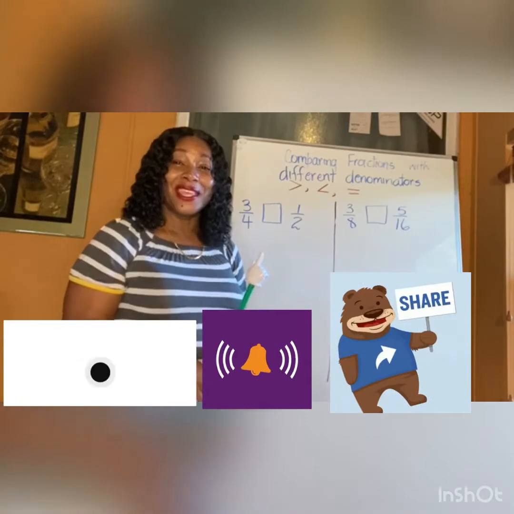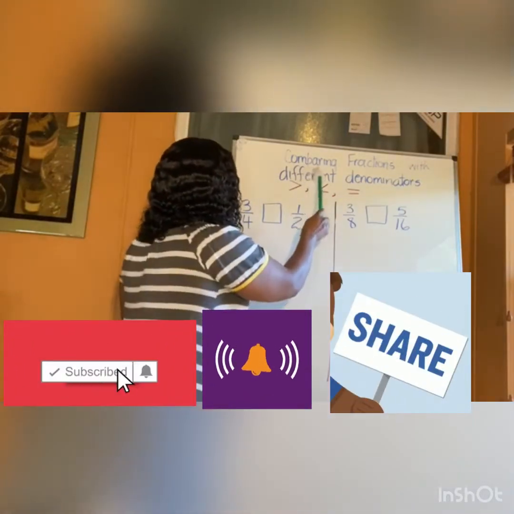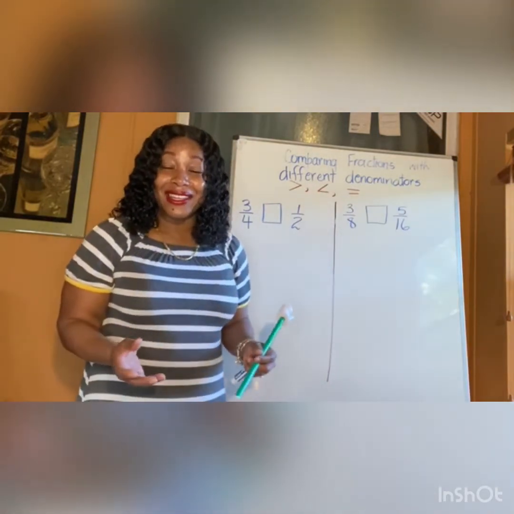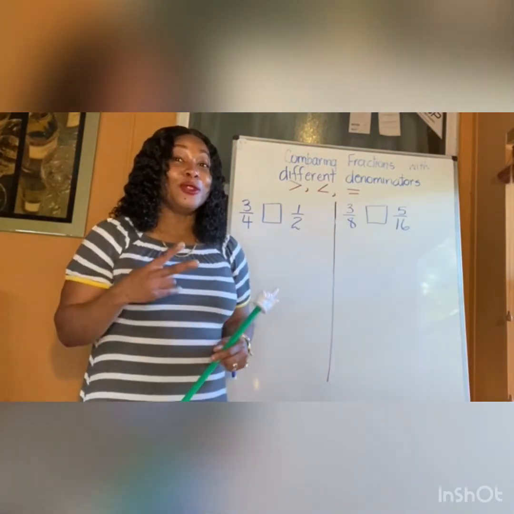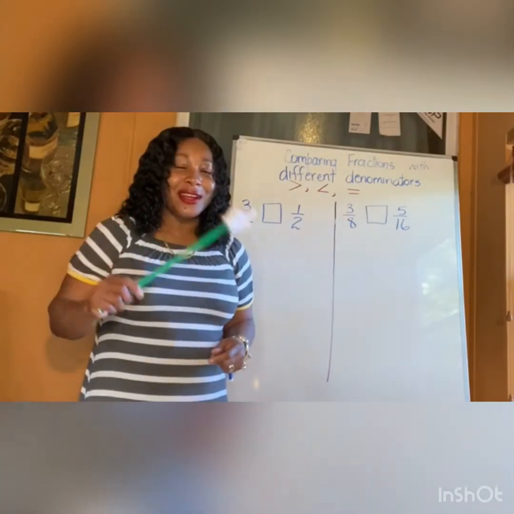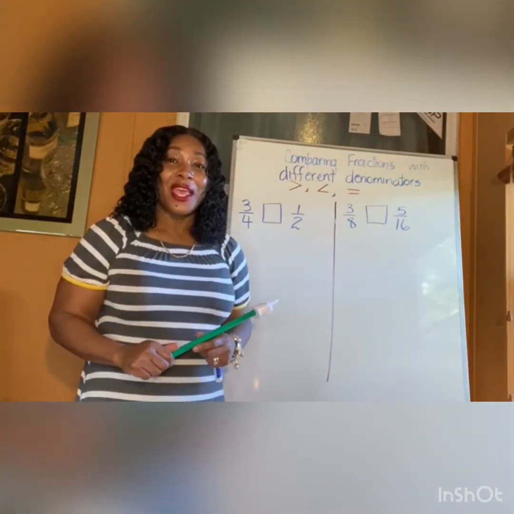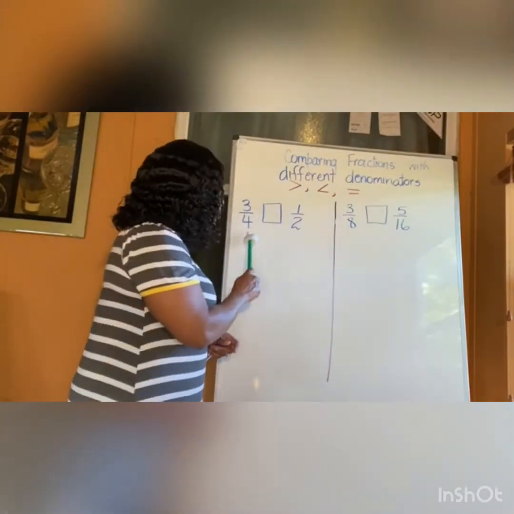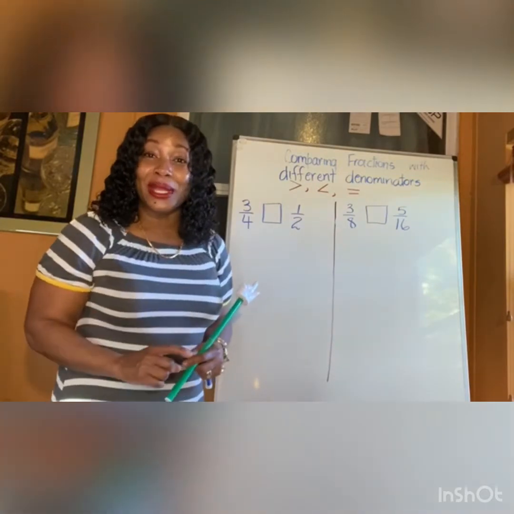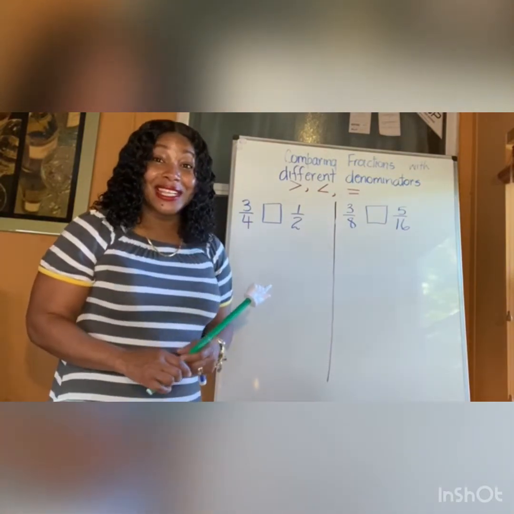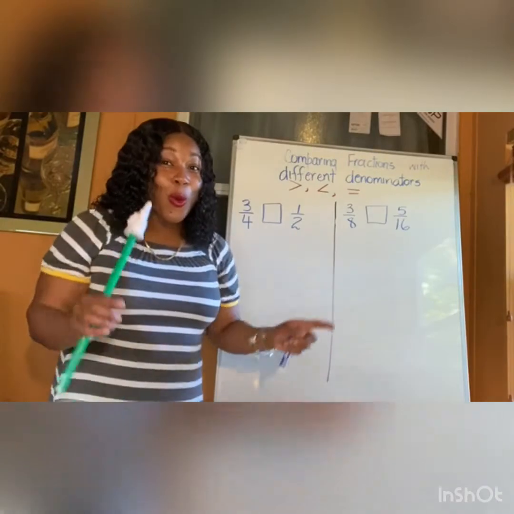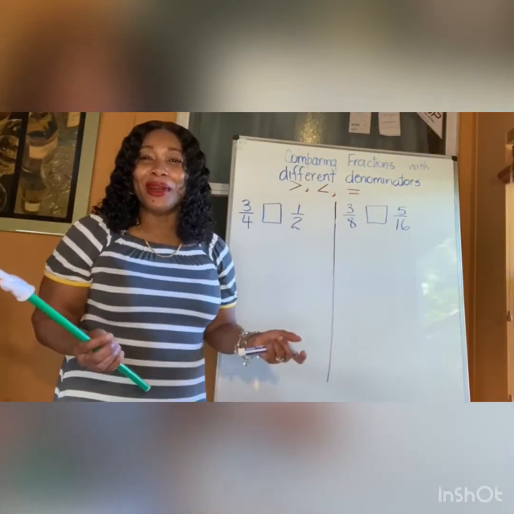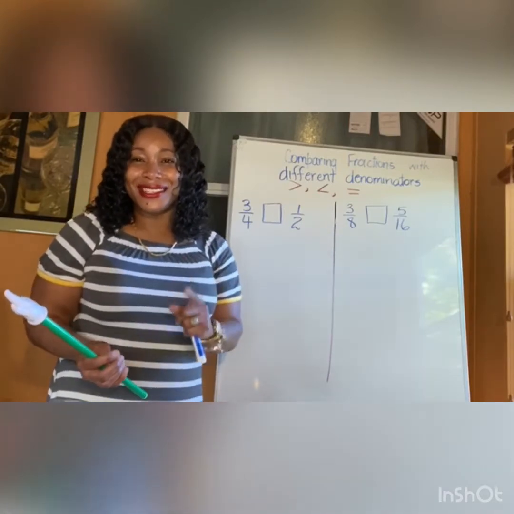So today, the topic is comparing fractions with different denominators. Again, a fraction is made up of two parts, a top number and a bottom number. The top number is called our numerator and the bottom number is called our denominator. The denominator tells us how many parts the whole is divided in, and the numerator tells us how many parts of the whole we are considering.